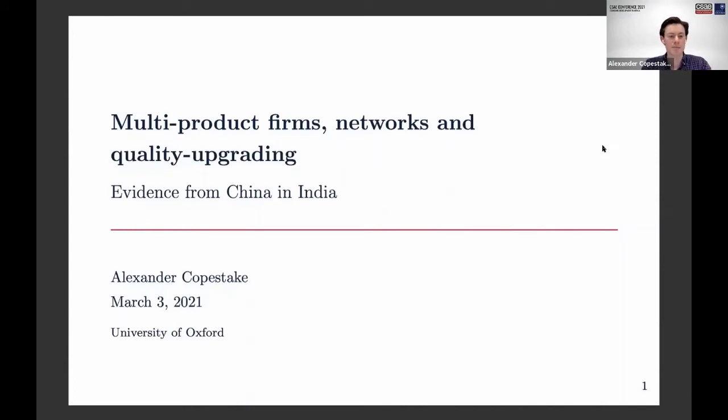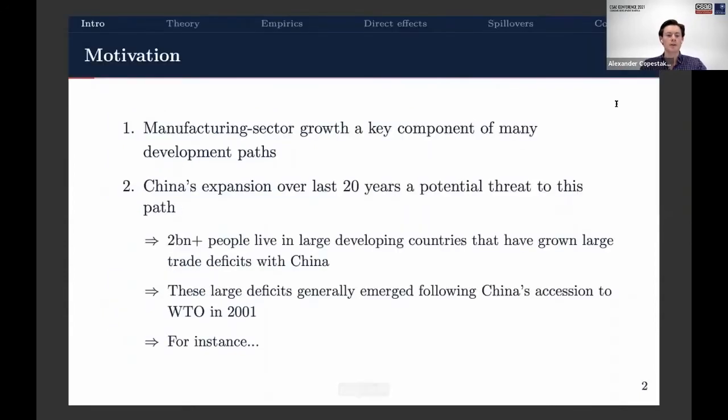So this paper is about multi-product firms, networks, and quality upgrading, looking at the impact of China's expansion on India. So, basic motivation. We often think of this kind of very simplistic agriculture, manufacturing, services development model. India has a very young population, a large young population that is graduating into the labor force. The question is, where's the employment going to come from? A potential threat to that is China's expansion over the last 20 years.